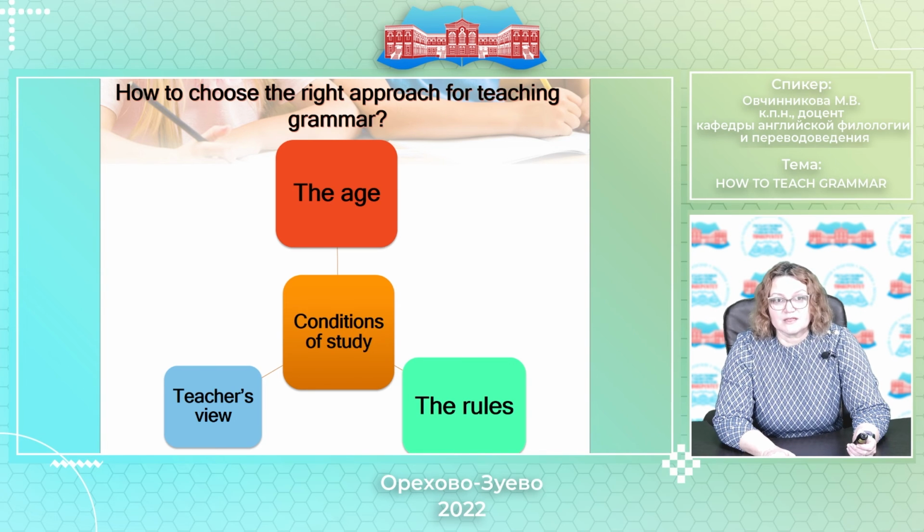So, dear friends, today we talked about two main questions of studying grammar, and they are difficulties, about the interlanguage and intralanguage interference, and the approach we should choose while studying English grammar.